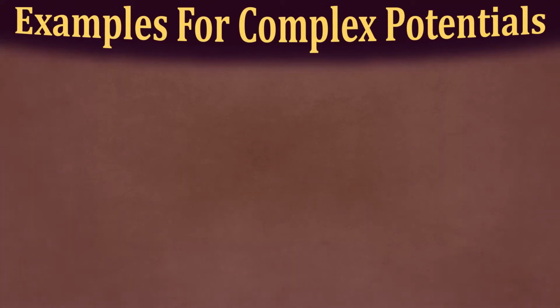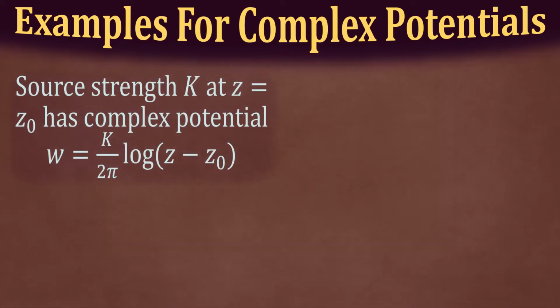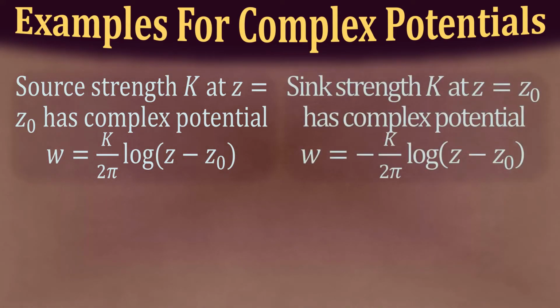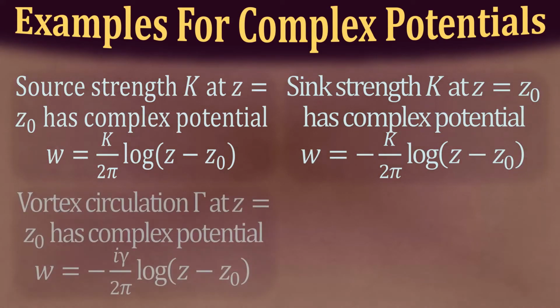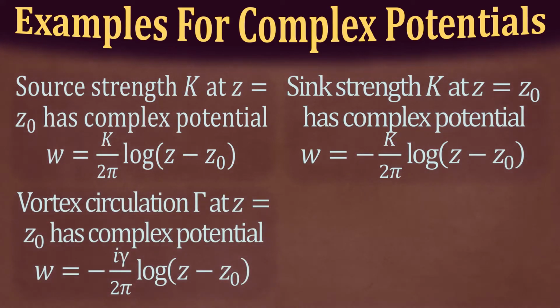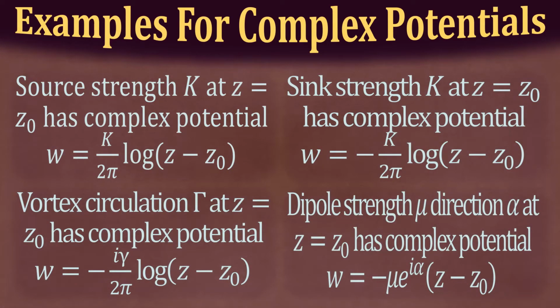Then, let's discuss some simple examples of complex potentials. A source of strength K at z = z0 has complex potential w = (K/2π) log(z − z0). A sink of strength K at z = z0 has complex potential w = −(K/2π) log(z − z0). A vortex of circulation gamma at z = z0 has complex potential w = −(iΓ/2π) log(z − z0). And a dipole of strength mu in direction alpha at z = z0 has complex potential w = −μe^{iα}/(z − z0).